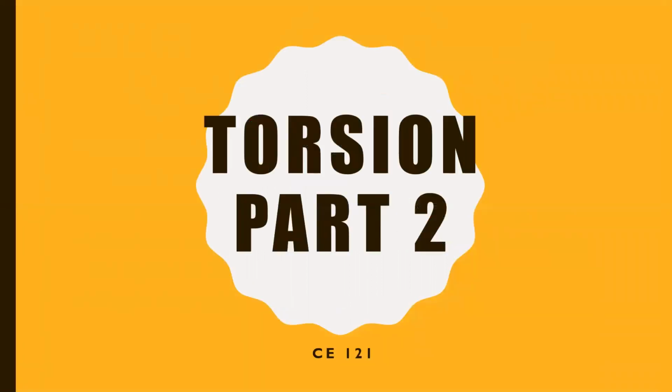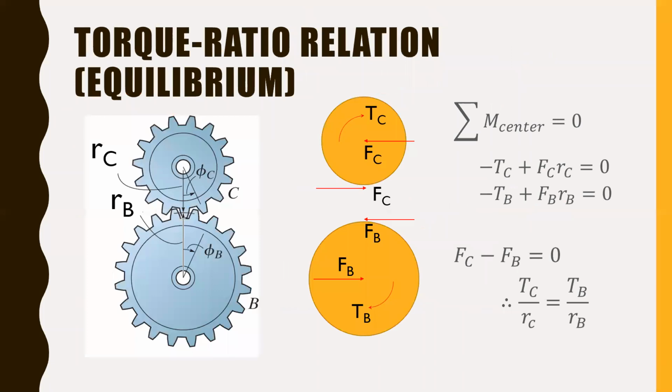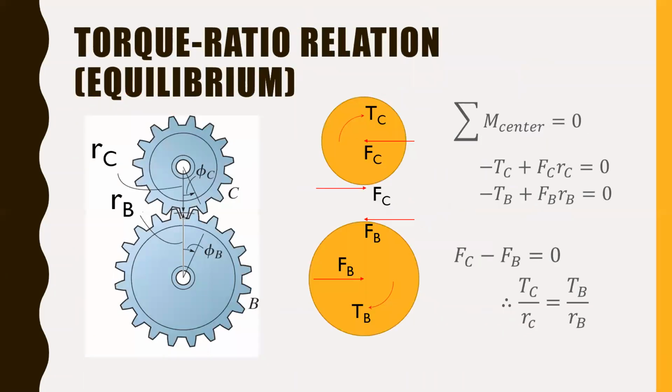Okay, so let's continue in torsion. Give me just a second. I want to add some extra slides in here. Okay. Last time we did the example of two shafts in series. Today I want to look at what happens when we have two shafts in parallel.